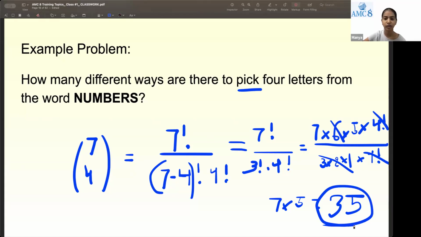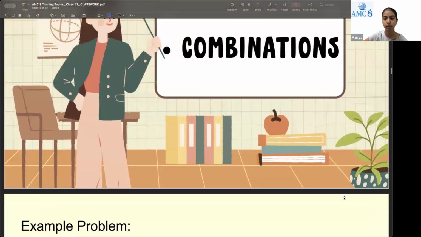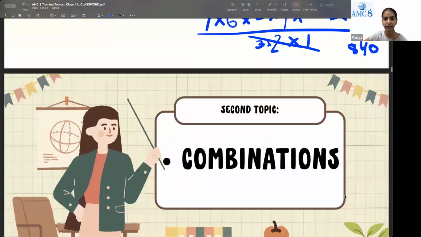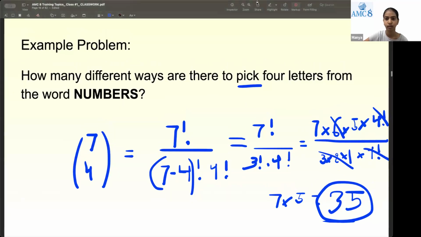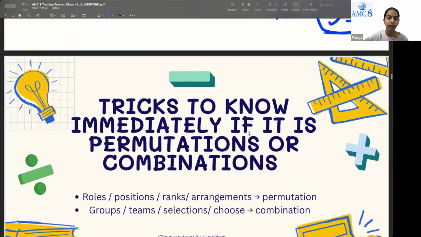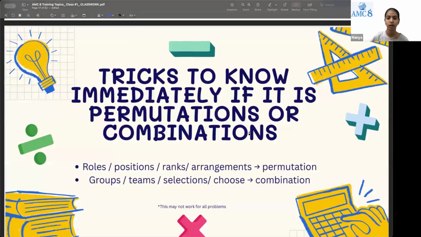Does anyone have any questions on both of these problems that we just did? This one and this one? Okay, so if no one has any questions, then here are some tricks to know immediately if it's permutations or combinations. Sorry, someone has a... wait, can you unmute? Do you have a question?